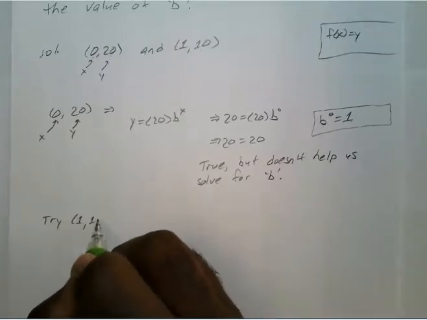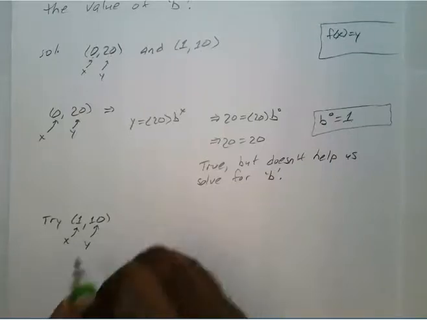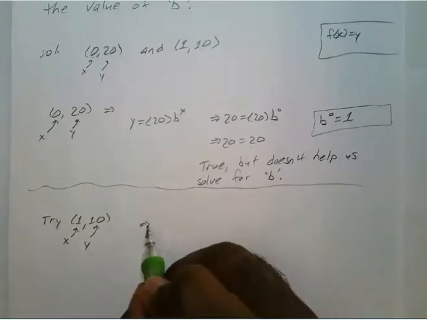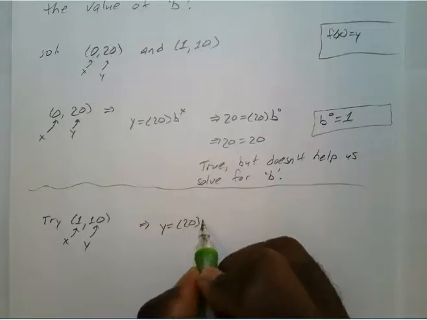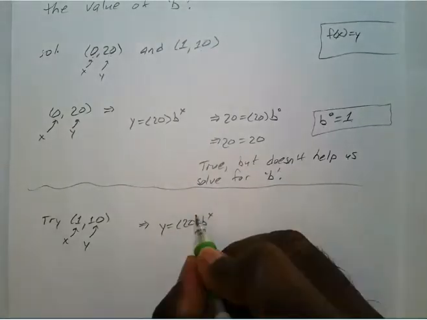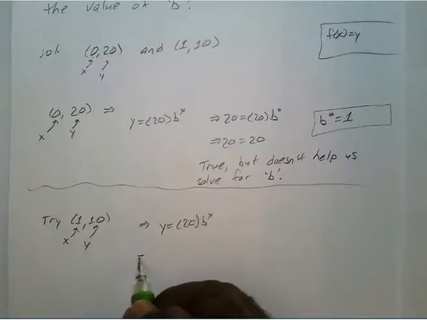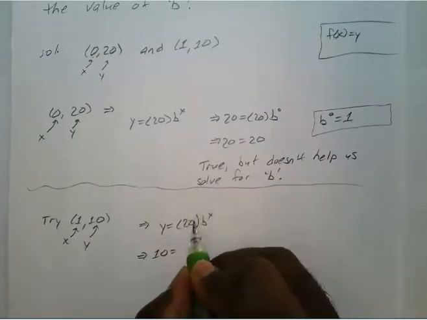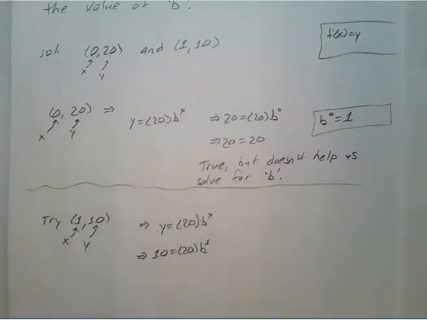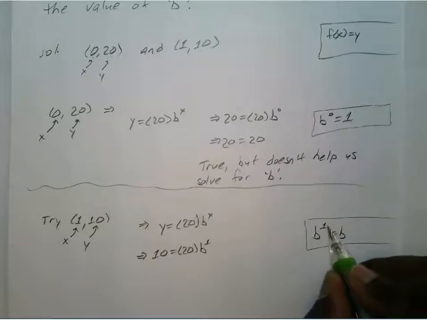Try (1, 10). Okay, so this is your x, and this is your y. Let me separate that a little bit. Once again, we have y equals 20 times b to the power of x. Let me clean that up a little. Here we go. If we replace our x and our y, that gives us 10 equals 20 times b to the first power. And we know that b to the first power is just b. Anything to the first power is just that value.